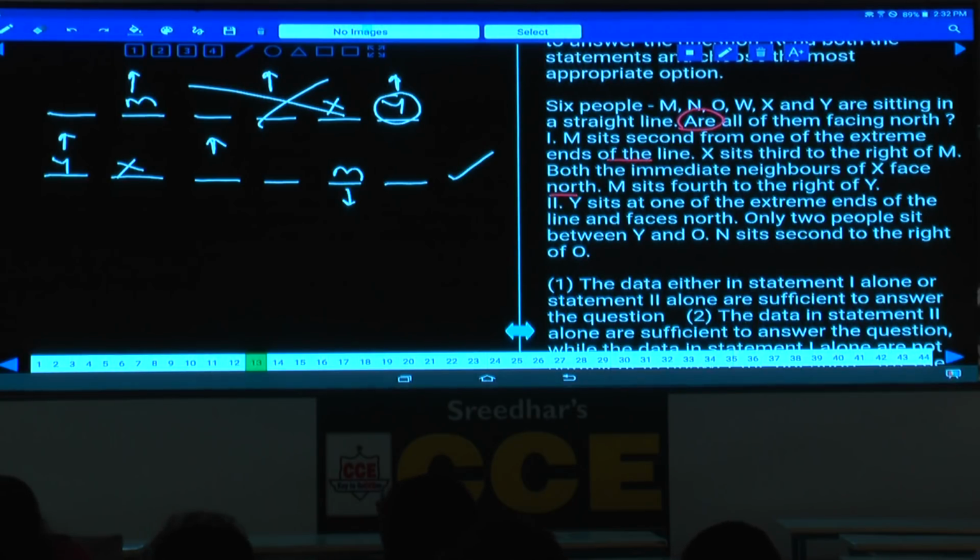Are we getting the answer or not? Tell me what we get. No, all the persons are not facing north because there is one person, M, who is facing south. Hence all the persons facing towards north is false. Hence, as I got the answer, one alone is sufficient.